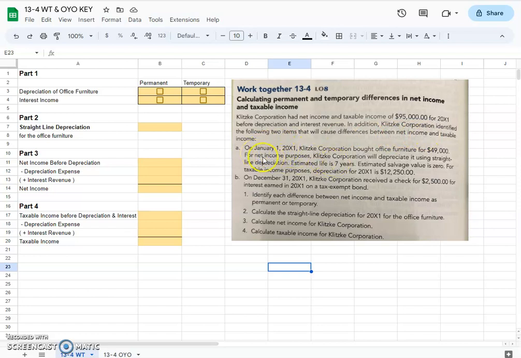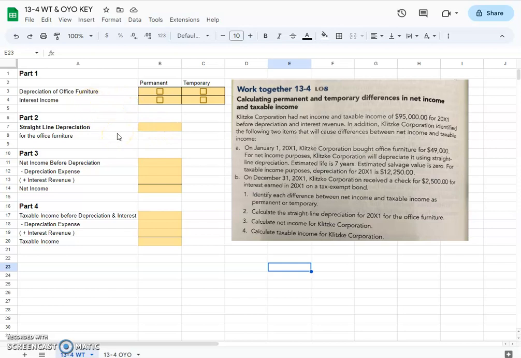So they have some office furniture that they bought, and they're going to use the straight line method of depreciation for their books, but for taxable income purposes, the depreciation will be different. The second item is some interest revenue of $2,500. So the first thing we need to do is identify each difference between net income and taxable income as permanent or temporary. All right, so depreciation of office furniture.